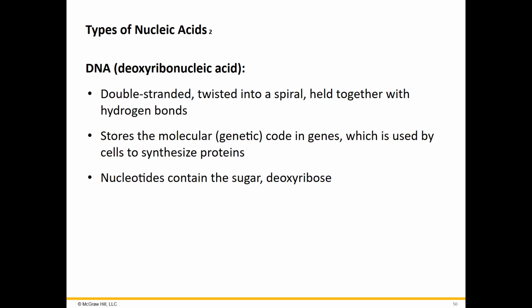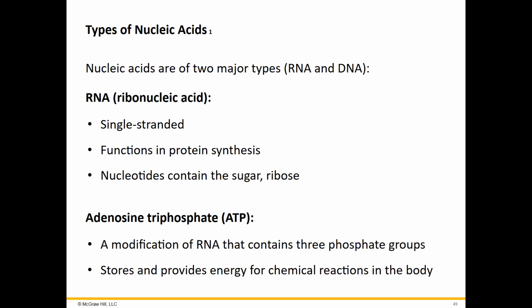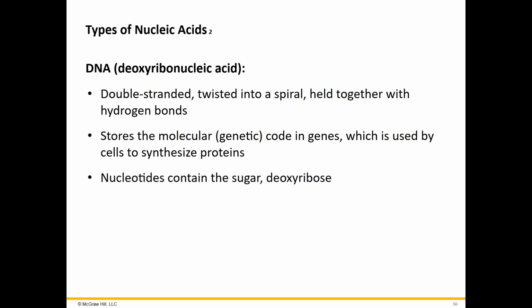Deoxyribonucleic acid. What kind of sugar does it contain? Deoxyribose. I could ask that question. What does it look like? A double-stranded double helix. What is it used for? It stores genetic codes for genes that are used to synthesize proteins. RNA, what kind of sugar does it have? Ribose. Ribonucleic acid, okay? What is its function? It functions in protein synthesis. How many strands is it? Single. Adenosine triphosphate. What is it used for? Chemical energy. Those are the questions.